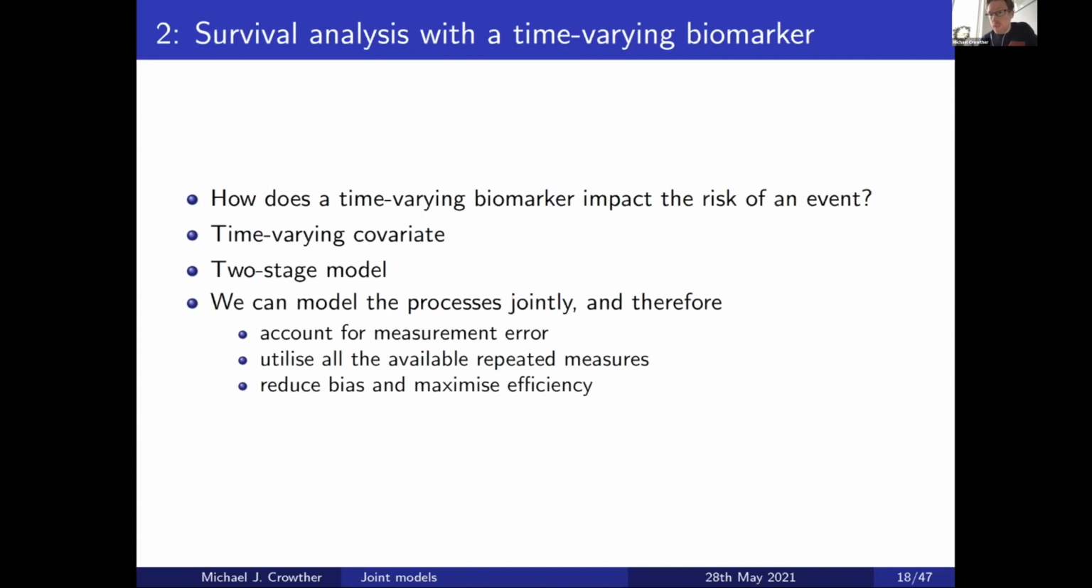Two-stage model, computationally efficient, but uncertainty in the first stage is not carried through to the second stage. So this is where we fit a linear mixed effects model, obtain predictions, and include those predictions as a time-varying covariate in our survival model.